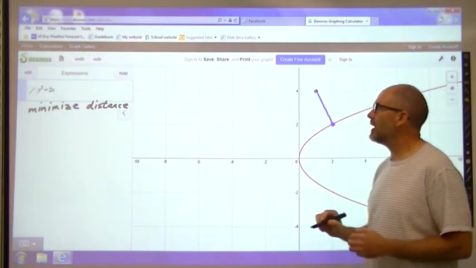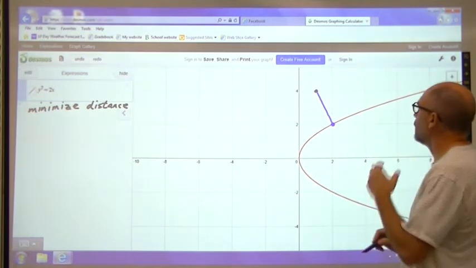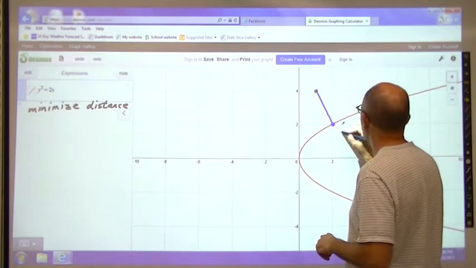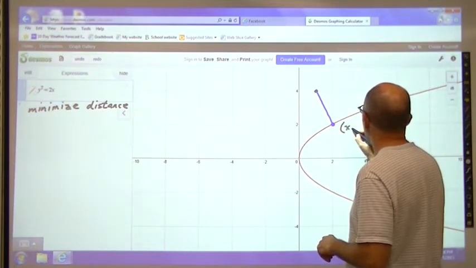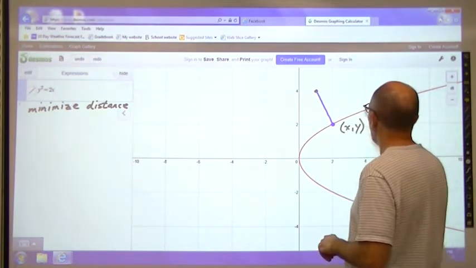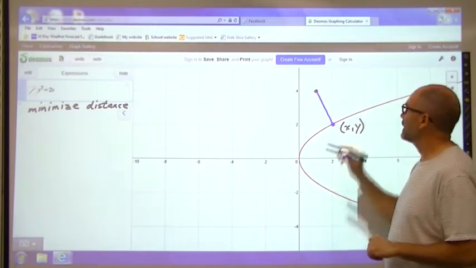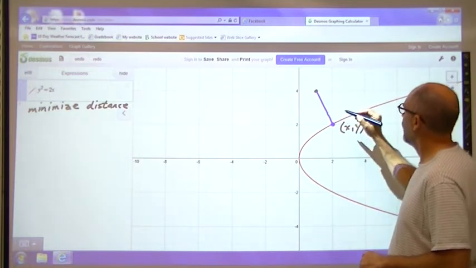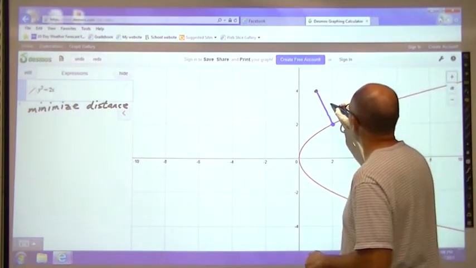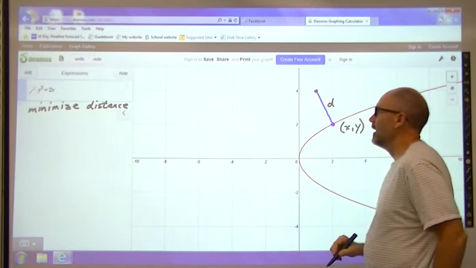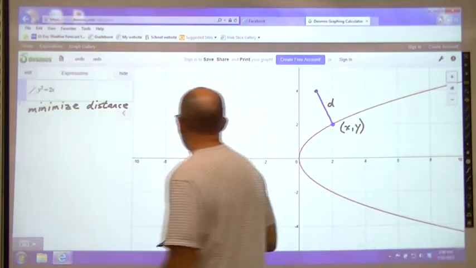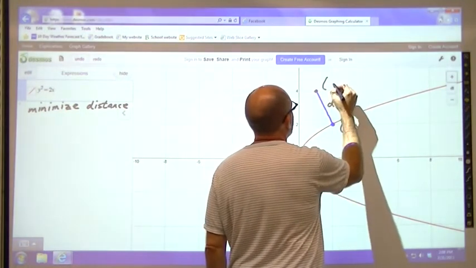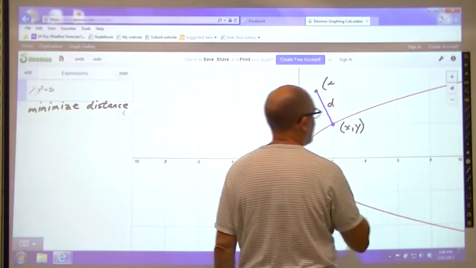Okay, so minimize the distance. Well, what we're going to do is call this point xy. That's the point on the parabola that's closest to the point here. And we'll call this distance d. Now, what is the distance? Well, we just use our distance formula. This point is 1, 4, not 4, 1.